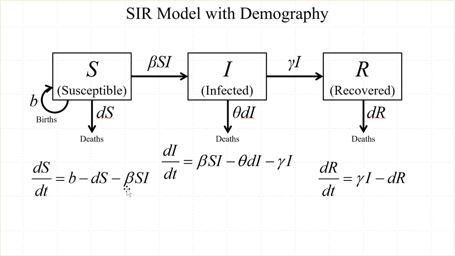But it also has this loss of individuals from transitioning from susceptible to infected, just like we had in the original model. In fact, the equation for the change in infected individuals per time is exactly the same as we were talking about before, except now we have a death term where you lose individuals from the infected class. And then the same thing for recovered individuals. We lose some recovered individuals per unit time because of death.